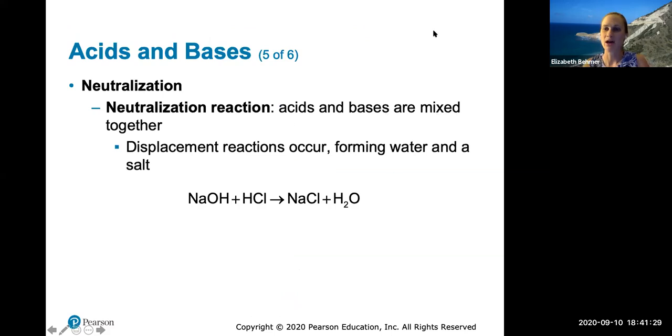Neutralization reaction: when acids and bases are mixed together, a displacement reaction occurs, and this will form water and a salt. So what a neutralization reaction means is if you take a really strong base, which is sodium hydroxide, and mix it with a really strong acid, hydrochloric acid, they will neutralize or cancel each other out. So kind of like opposites attract. You have a strong base and a strong acid. Displacement will occur, meaning different things will interact and switch spots, and you'll get a completely neutral reaction.